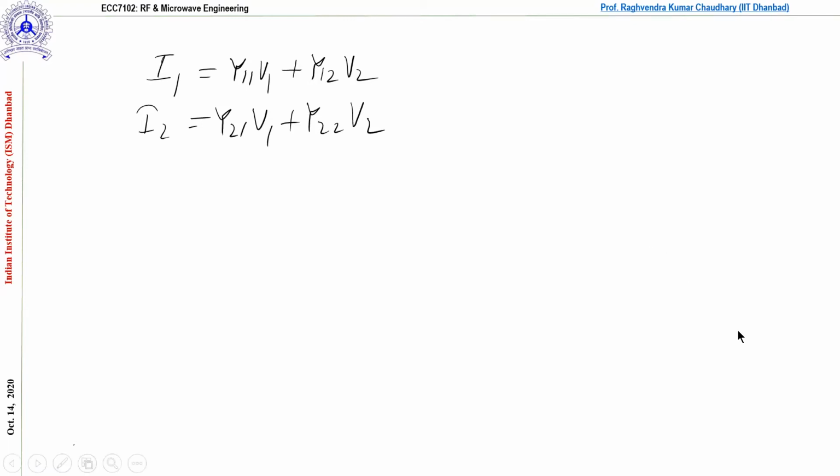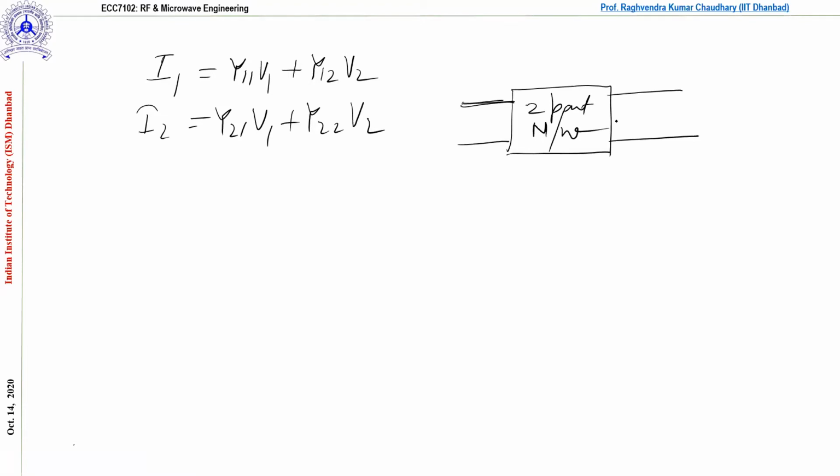Now we'll make one point here, like this is for a two-port network. Fine. Because when we are dealing with microwave frequencies, as I told you, we have incident and reflected waves. Correct? So we'll say this is V1 plus, this is V1 minus, this is V2 plus, and this is V2 minus.